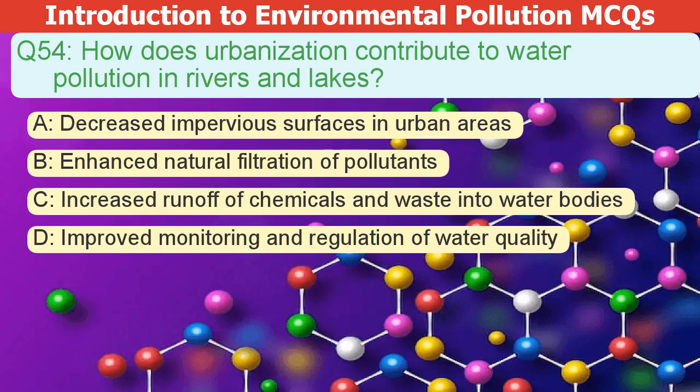How does urbanization contribute to water pollution in rivers and lakes? A. Decreased impervious surfaces in urban areas. B. Enhanced natural filtration of pollutants. C. Increased runoff of chemicals and waste into water bodies. D. Improved monitoring and regulation of water quality.